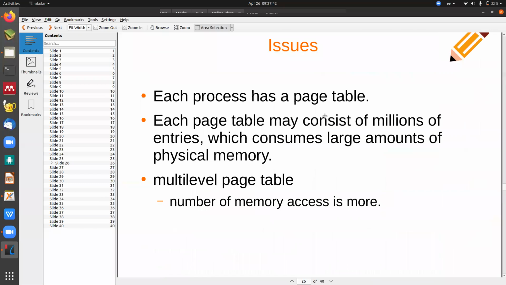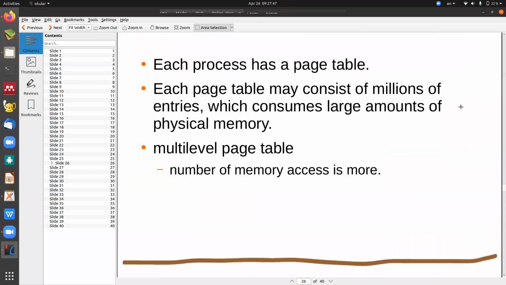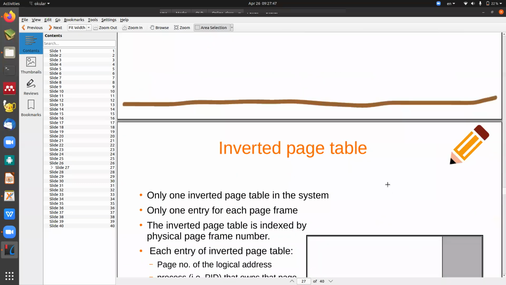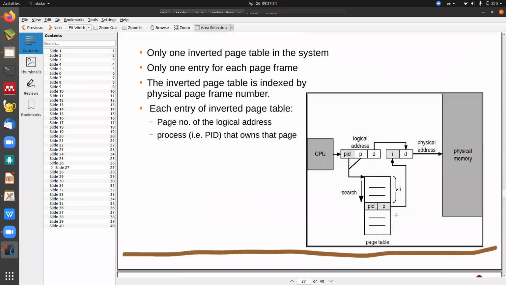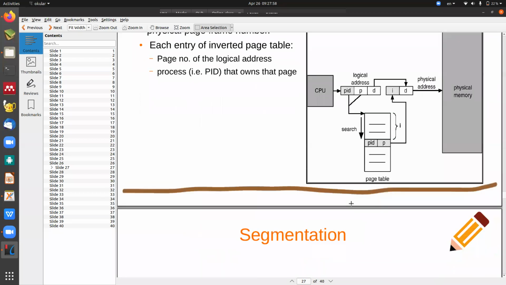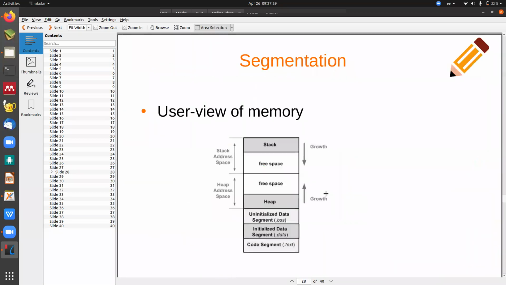Then what is the inverted page table? The number of frames is equal to the number of entries, and each entry has a PID along with the page number, so here we need something called hashing. Then comes segmentation.